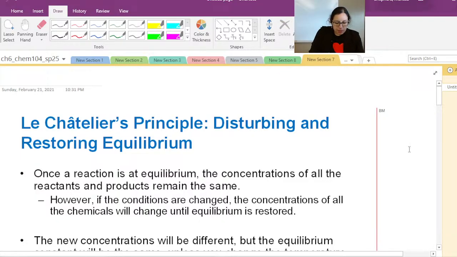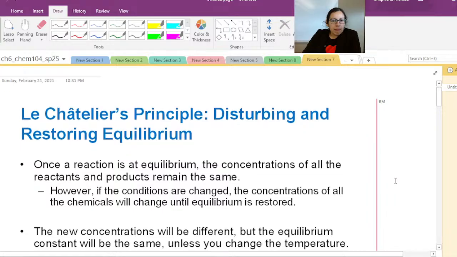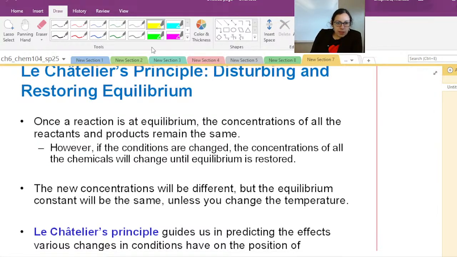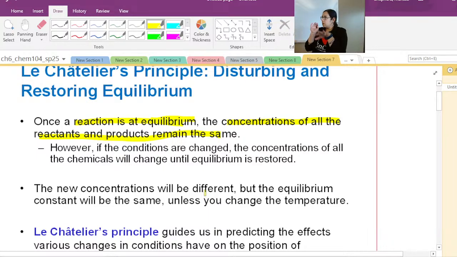All right, so with that, we want to talk about Le Chatelier's principle. All this is kind of saying, can we predict which way our reaction is going to go? A couple of things to start off with. Once our reaction is at equilibrium, our concentrations of reactants and product stay the same. This isn't saying that the reaction's done. At a molecular level, they're still going, still popping back and forth, but overall they're unchanged.